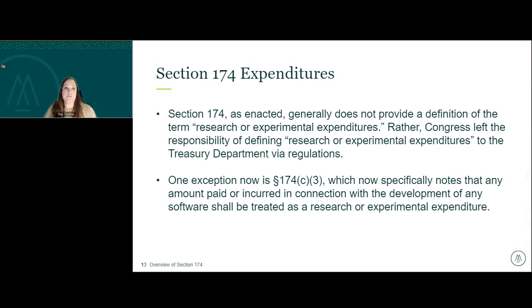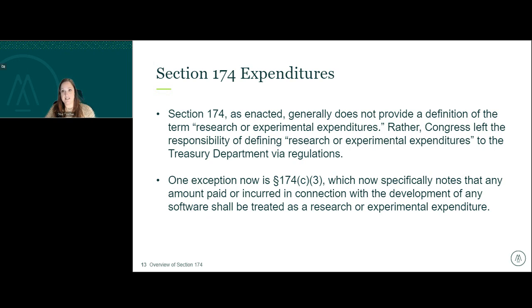The actual code section doesn't really define what research or experimental expenditures are. It's really defined in the regulations. The code section itself is very short, and just basically says you have to capitalize R&D expenses. There is this addition now that Travis mentioned, that any software development expense also has to be capitalized. And really, that's all it says about software.